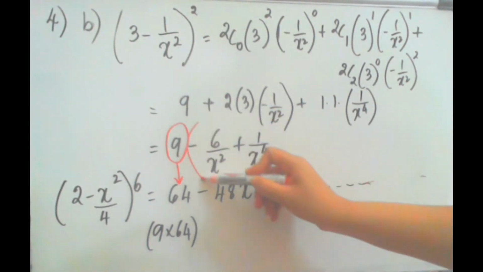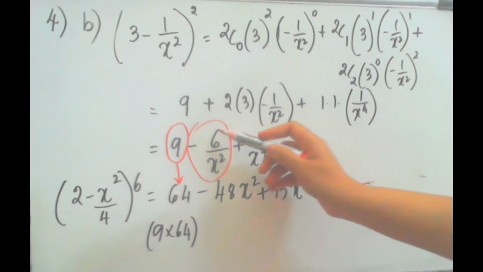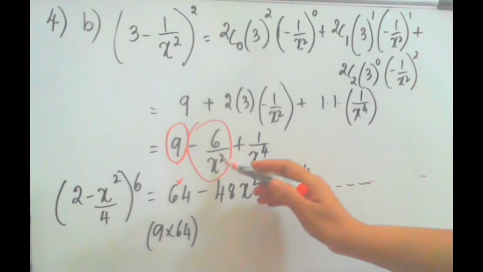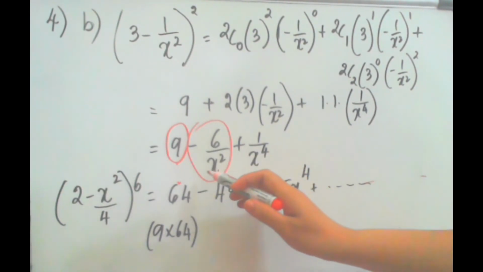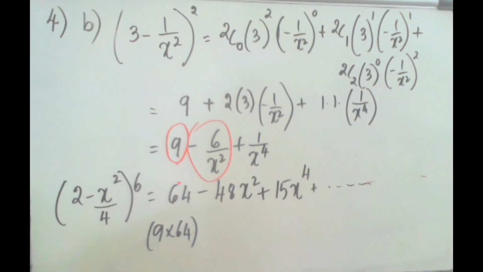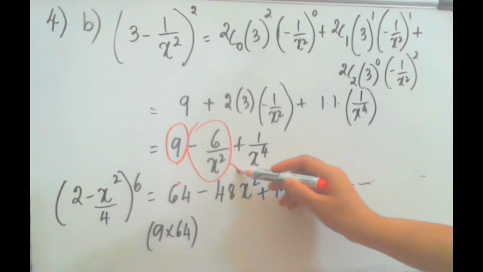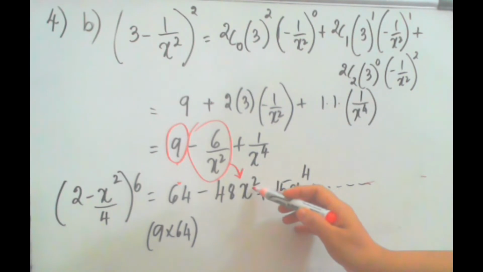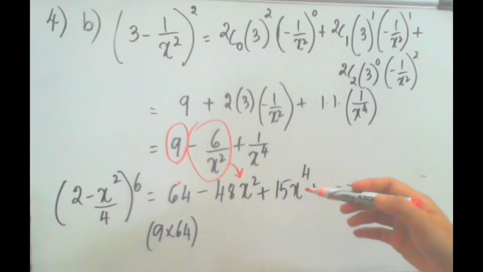Alright, so now let's go to the second term here. Minus 6 over x square. If you multiply it to 64, there is an x square term in the denominator. So that is not a term independent of x. How about this multiplying with this? There is x square in the denominator, there is x square in the numerator, which will cancel each other.